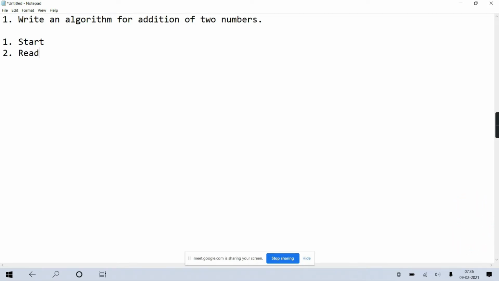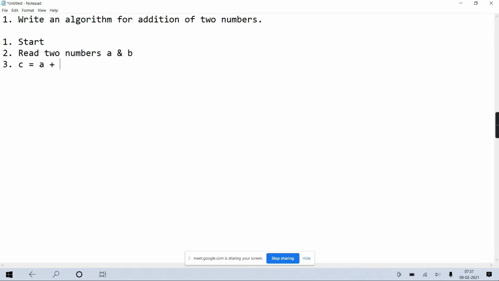Getting? Then we will accept two numbers, suppose A and B. Okay, the two numbers are accepted. Now third, we'll add these two numbers, okay, and store it in one more variable called C. So I'll write C equal to A plus B.